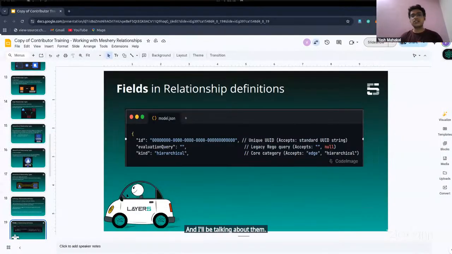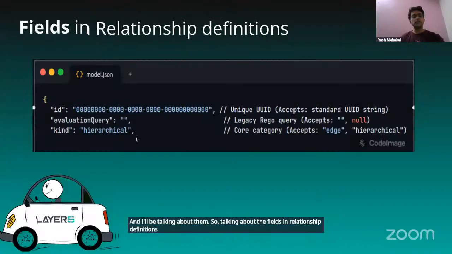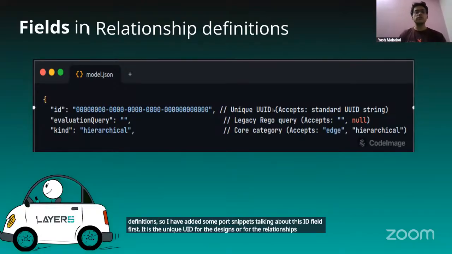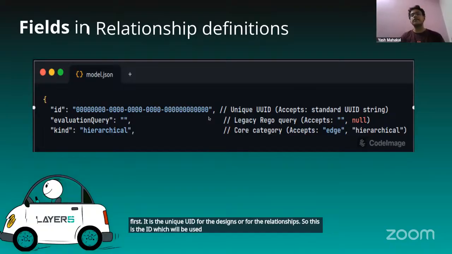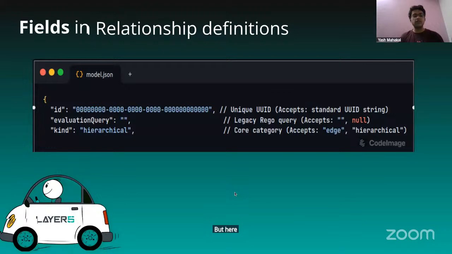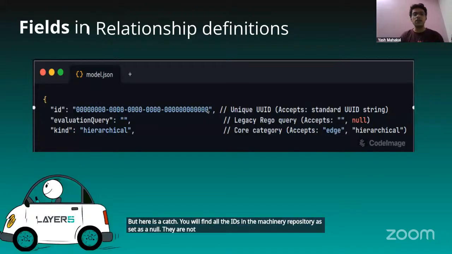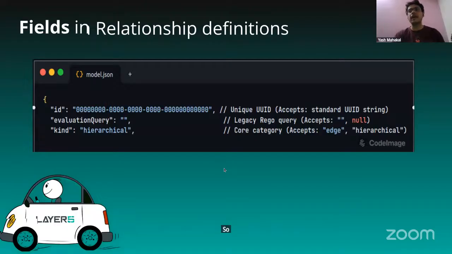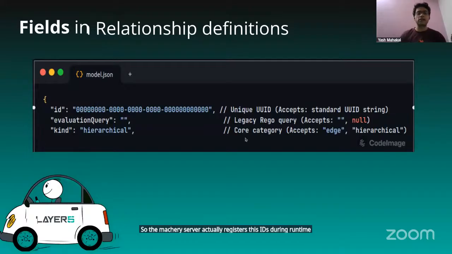So talking about the fields in relationship definitions, I have added some code snippets, talking about the ID field first. It is the unique UID for the designs or for the relationships. So this is the ID which will be used to identify the relationship files. But here is a catch. You will find all the IDs in the Meshery repository are set as null. They are not having any value. So how can we actually identify the relationships from this ID? The Meshery server actually registers these IDs during runtime and makes them unique.